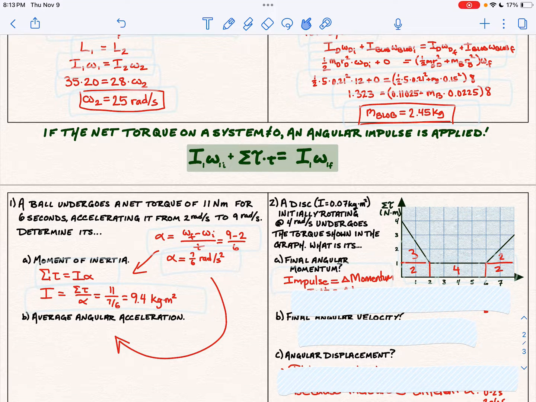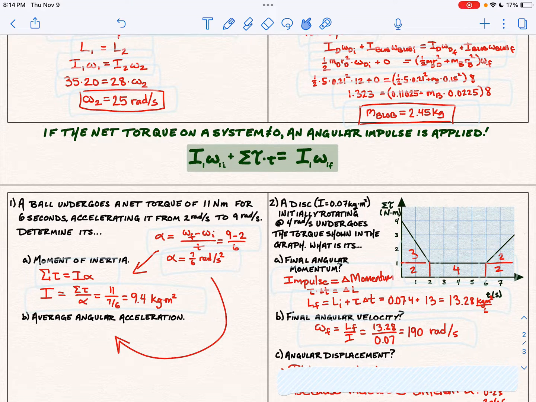So the final angular momentum is just given by the initial angular momentum plus the impulse. The initial angular momentum is 0.07 times 4. The impulse is 13 from the graph. So the final total angular momentum at the end of 8 seconds is 13.28 kilogram meter squared per second. The angular velocity is just the angular momentum divided by the moment of inertia. And that's 190 radians per second. Wow, that's a big speed up starting from 4. That was a big impulse.